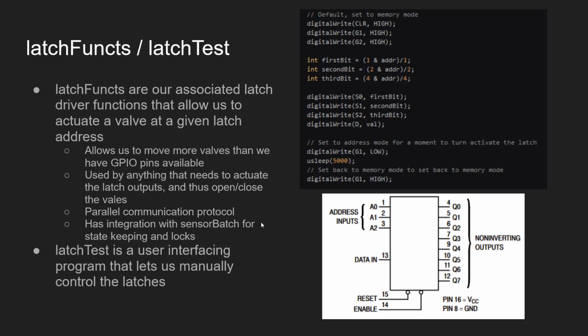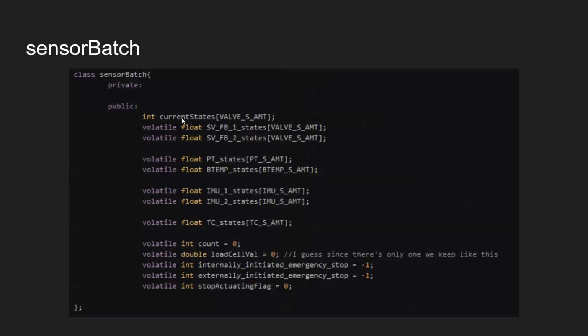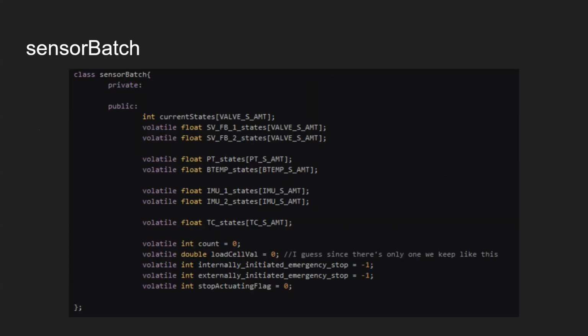So latch funcs is the C library that we made, or whatever program that we made, that has all the associated functions that do this processing. What it also does is, in sensor batch, there is a list of current states. So this is an internal tracking of the valve states that doesn't rely on any external hardware feedback. Every time we flip a valve using the latch funcs, it also updates the state in sensor batch of the given valve.